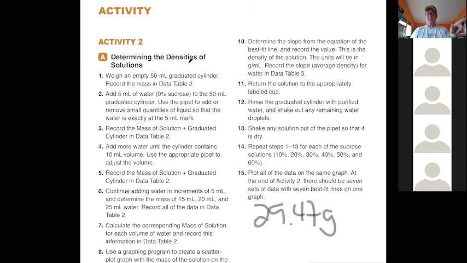Remember to rinse the graduated cylinder between each measurement. So just rinse it with water, make sure you shake all the water out as much as you possibly can, and then do your next one. You don't want to have carryover from one solution to another.